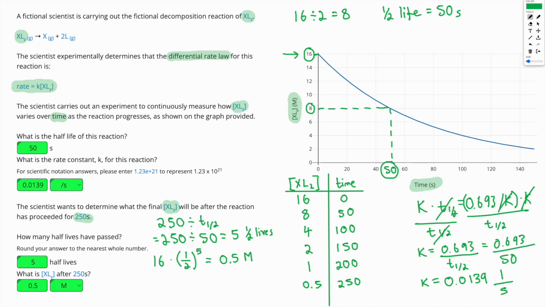So that also shows you we had 1, 2, 3, 4, 5 half-lives to get to 250 seconds. And our concentration halved 5 times to get to 0.5 by the end.